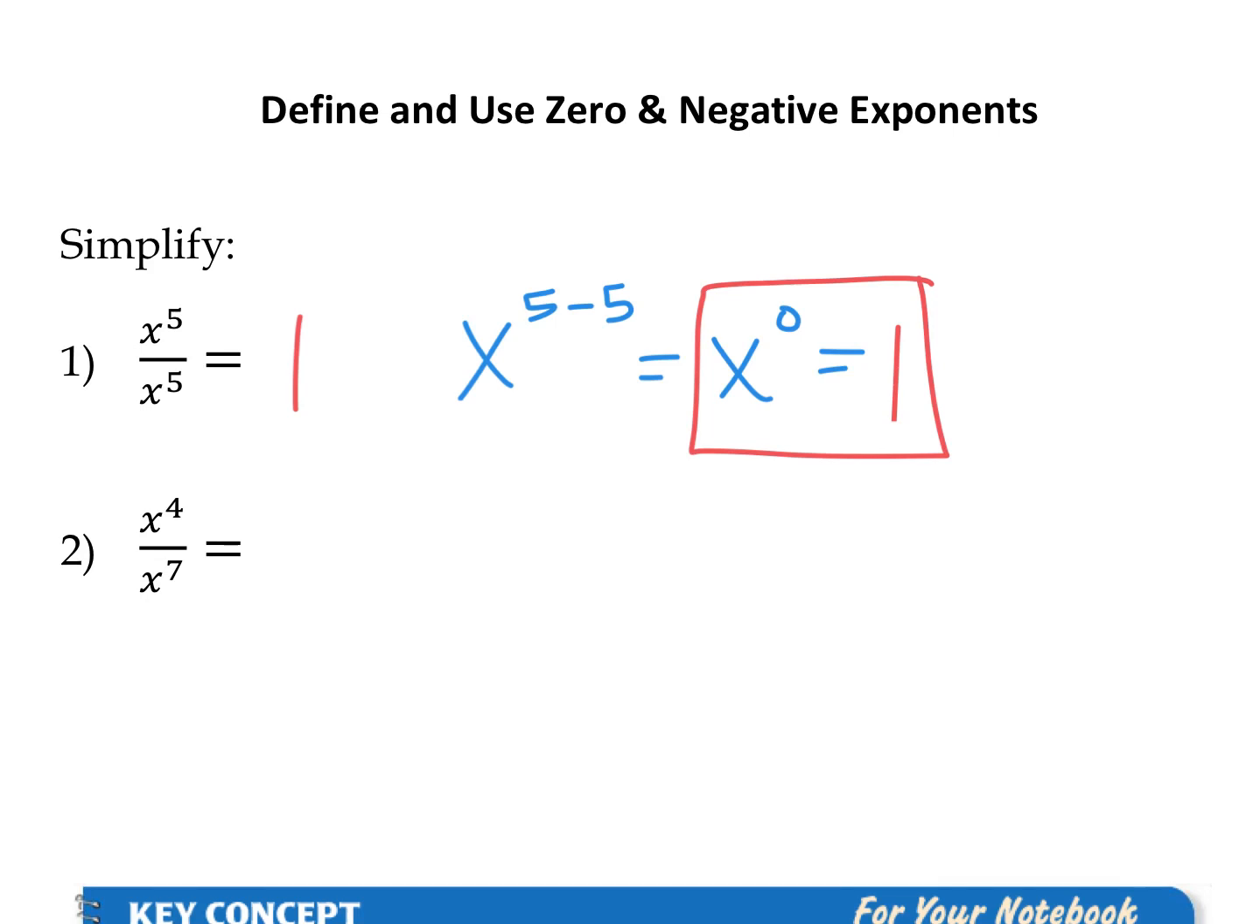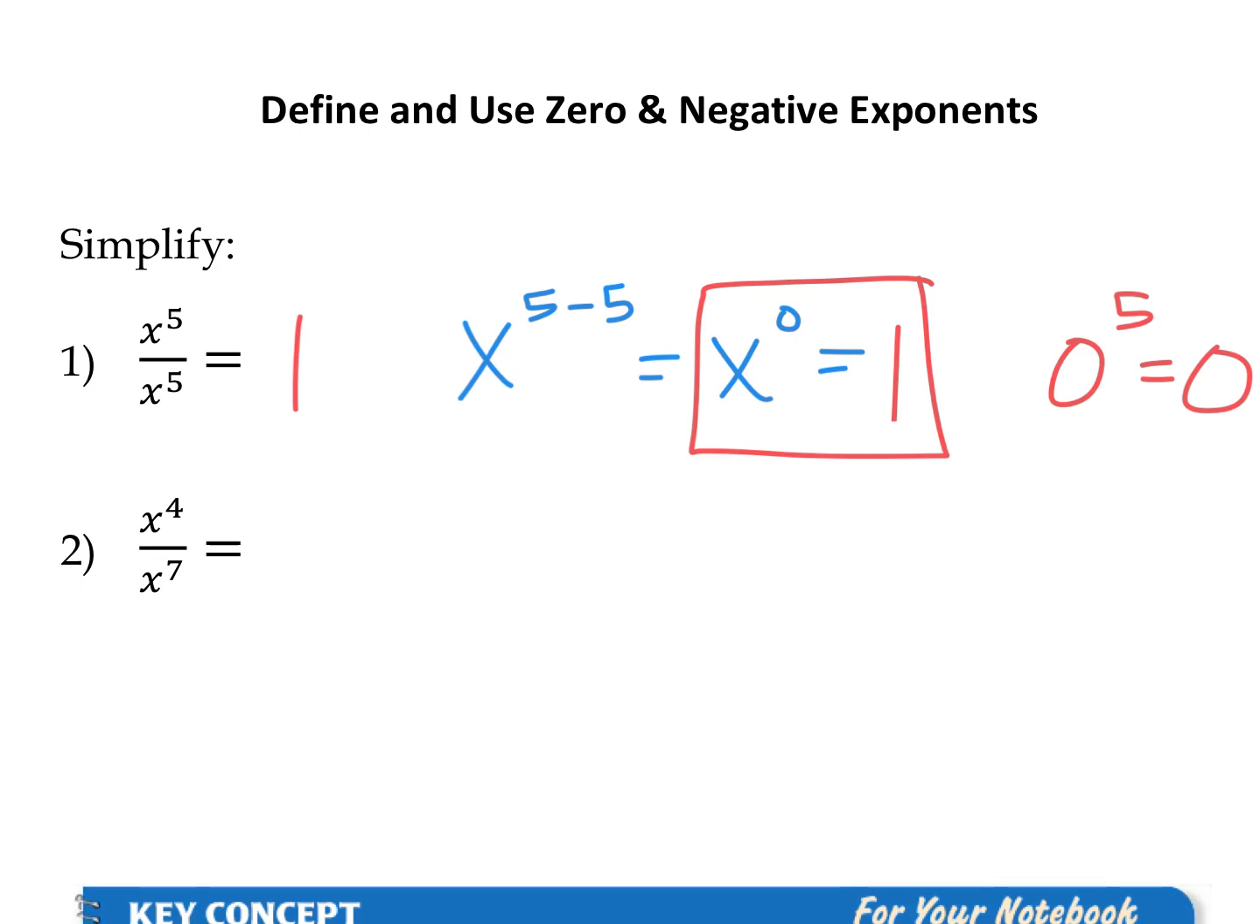And 0 to any power will be equal to 0. So for instance, if I had 0 to the fifth power, I can multiply 0 by itself as many times as you want. That's going to be equal to 0. So know the difference there. When we have 0 as an exponent, it will always be equal to 1. 0 to any power will be equal to 0.